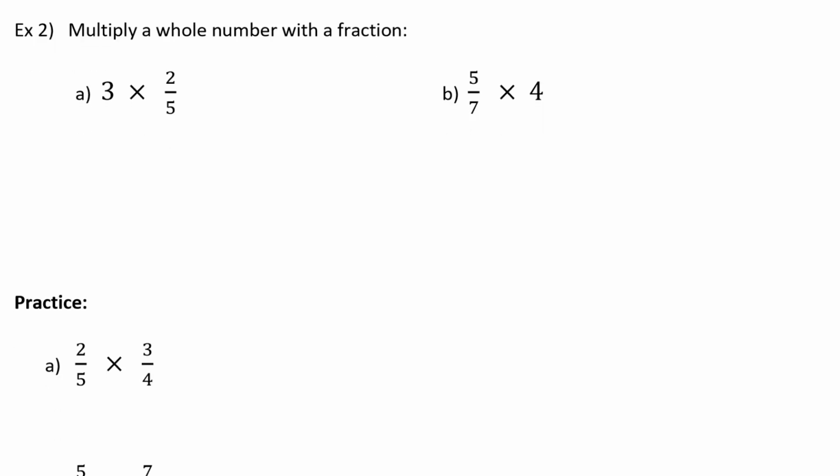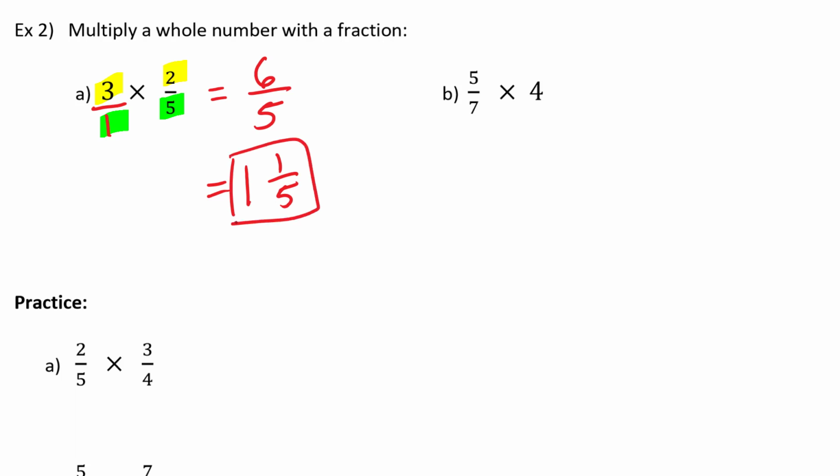Let's try some examples of multiplying whole numbers. First of all, we convert any whole numbers into fractions by placing them over a denominator of 1. We then multiply the tops, and we multiply the bottoms. Here we get 6 over 5. This here is an improper fraction. Convert it to a mixed number, 1 and 1/5.